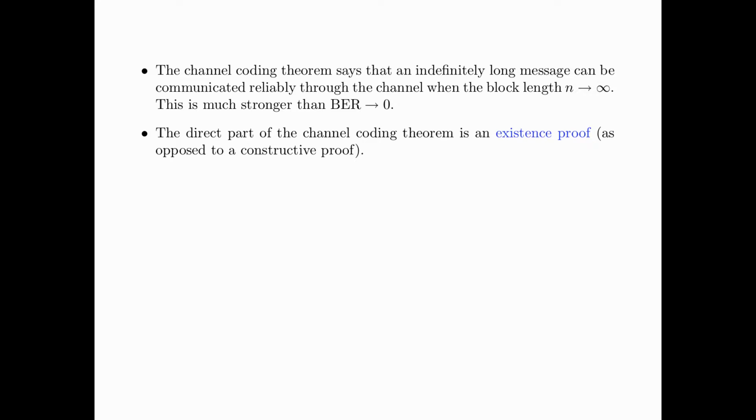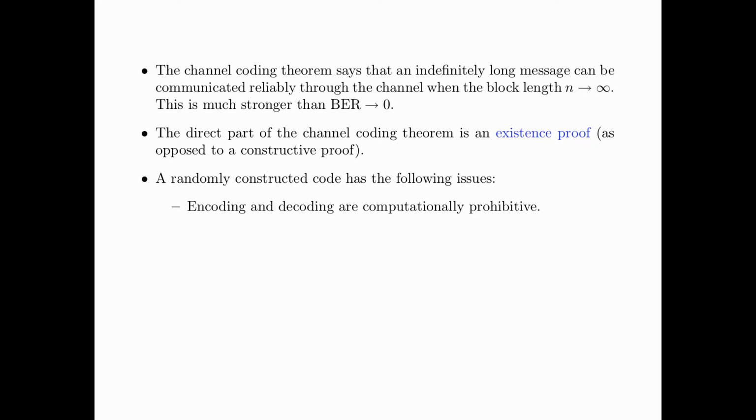The direct part of the channel coding theorem is an existence proof as opposed to a constructive proof. A randomly constructed code has the following issues. First, encoding and decoding are computationally prohibitive. And second, high storage requirements for the encoder and the decoder.